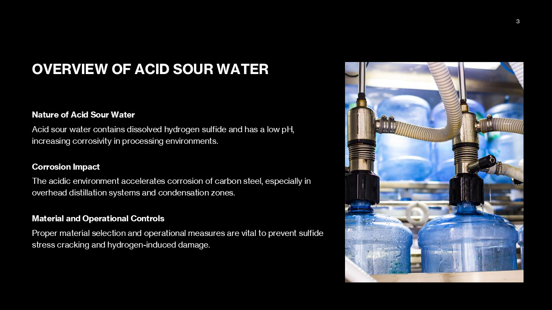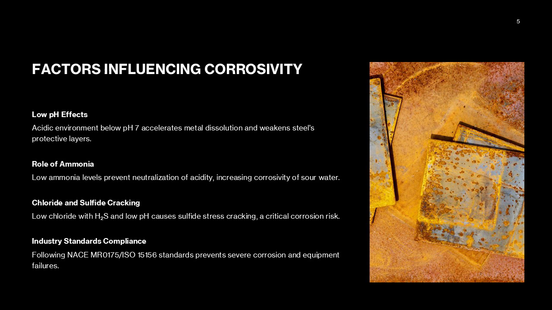Understanding the nature of acid-sour water and its implications is essential for maintaining equipment integrity and ensuring safe operations in refineries and petrochemical plants. Key characteristics and implications, factors influencing corrosivity. Several factors make acid-sour water highly corrosive. First, the low pH environment, often below 7, accelerates metal dissolution and weakens protective oxide layers on steel surfaces. Second, low ammonia, NH3, levels exacerbate the problem because ammonia typically neutralizes acidity. Without it, the water remains aggressively acidic.